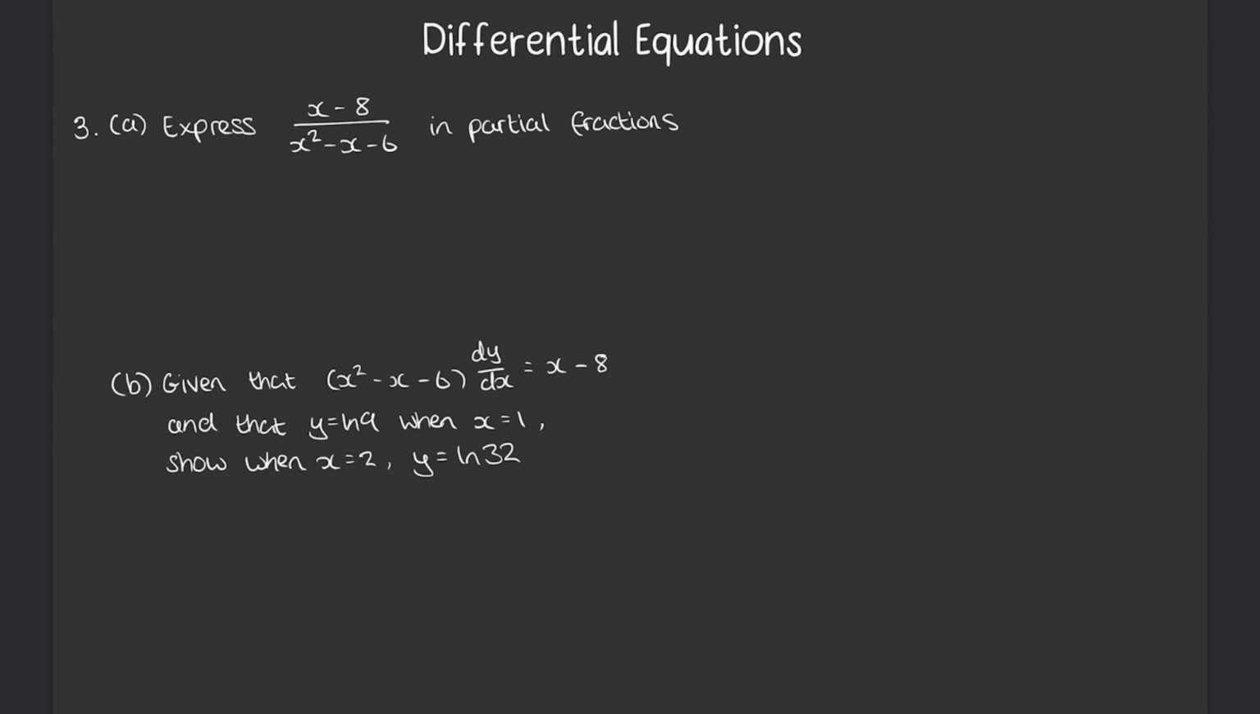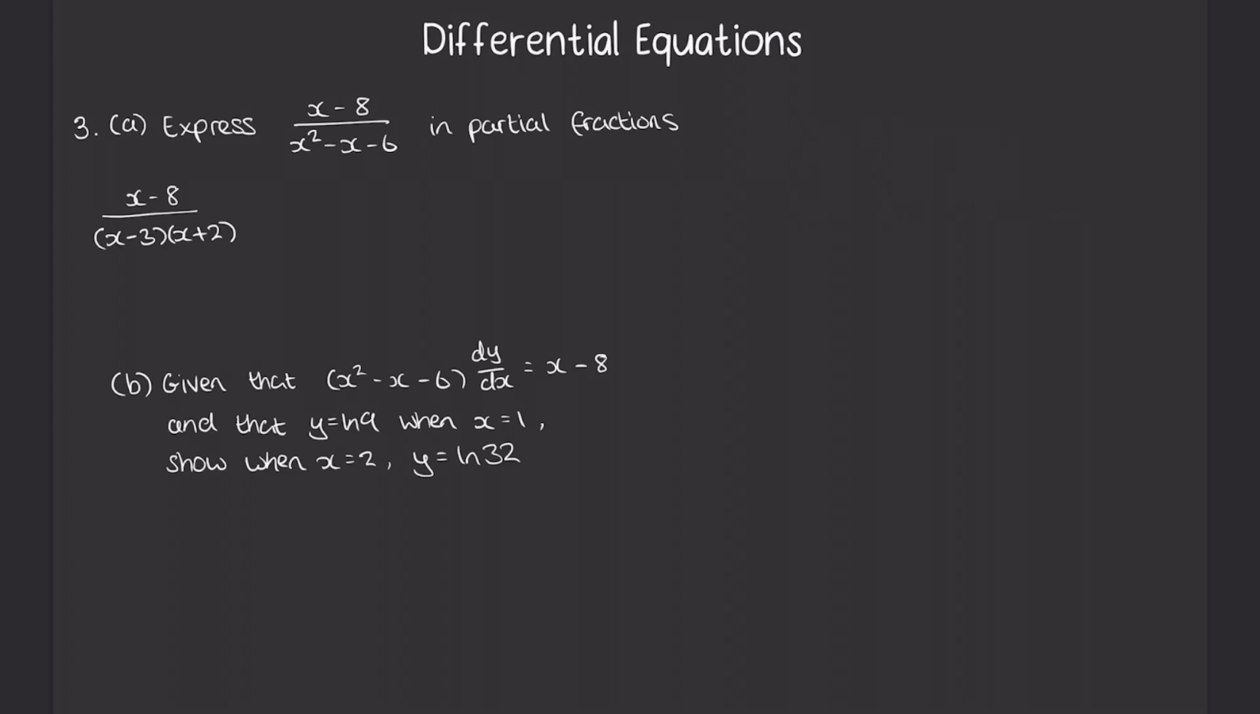So we'll just simply factorize the denominator, so we can then actually make it into partial fractions. So it'll be x minus 8 all over x minus 3 and x plus 2. Just to make sure that's correct, we can expand out the brackets, so it'll be x squared minus 3x plus 2x minus 6. That does give us indeed x squared minus x minus 6, so that's correct.